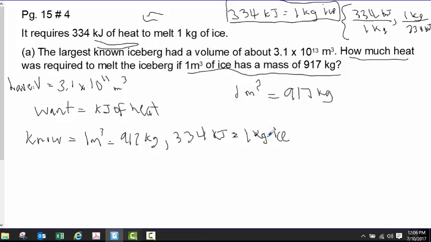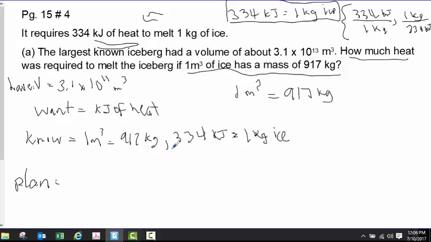So I have two conversion factors that are going to be useful to me, and I'm starting to see where I'm going. I know that I'm starting with a volume of an iceberg in meters cubed, and I want to get to kilojoules of heat. So the next step is, let's set up our plan. And if you are already seeing exactly where you need to go with this calculation, that's great, and you can jump ahead and try this out for yourself. But if you're still feeling a little bit lost, stay with me, let's work the plan out.